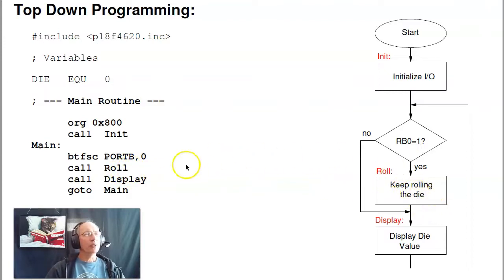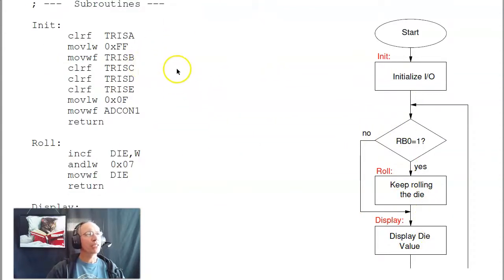If you do a top-down, the main routine basically looks like your flowchart. For example, I might have the initialize subroutine being clear tris A, make port B input, everybody else output. There's my initialize routine. The other advantage is I can reuse that subroutine. When I write another program, this will probably look the same.